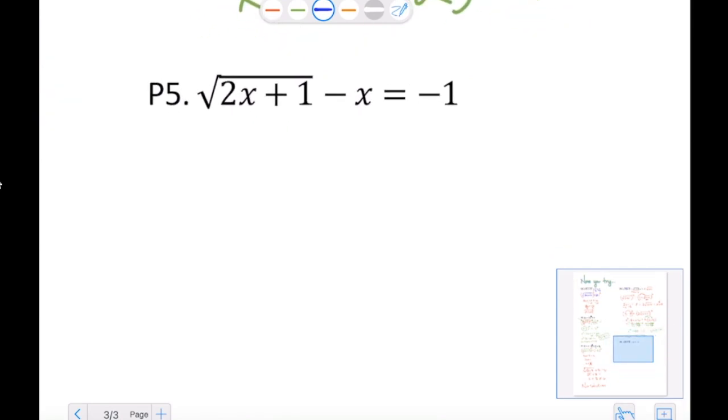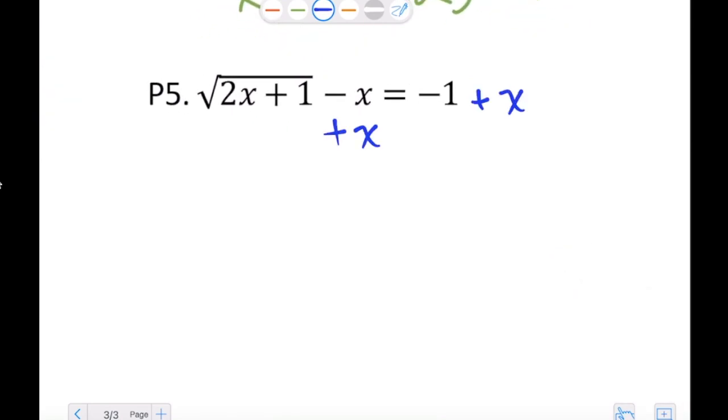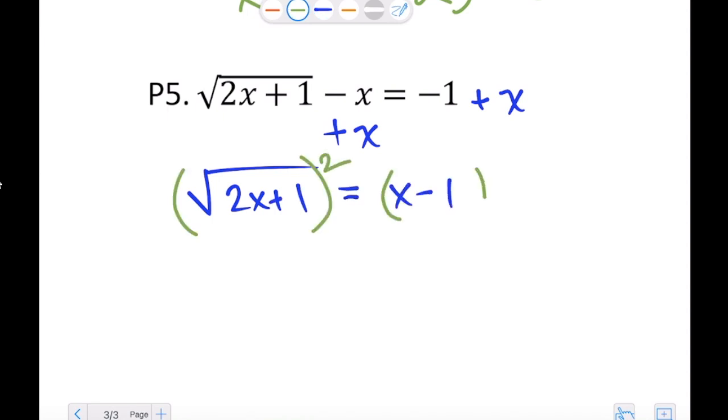And the last one, let's go ahead and get our radical by itself. We'll have the square root of 2x plus 1 is equal to x minus 1. We'll square both sides. We have 2x plus 1 is equal to, here we're going to say x squared. Then we're going to do x times negative 1, that's negative 1x, times 2 is negative 2x. And then we'll square this to get plus 1.